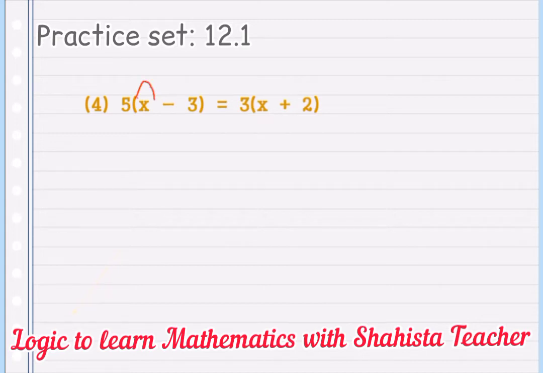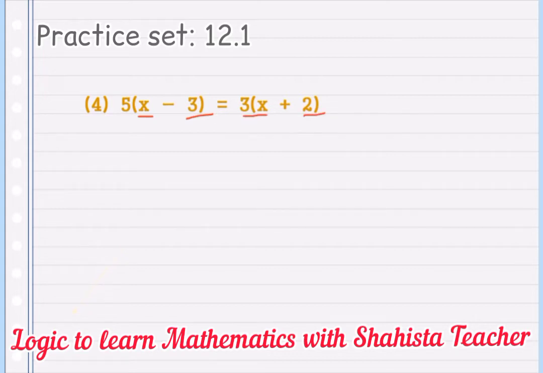That means 5 multiply by x, 5 multiply by 3. Similarly 3 multiply by x and 3 multiply by 2. Like this you have to do here operation. So 5 multiply by x is 5x minus 5 3s are 15. Okay, so here we will do multiplication. So 5 into x is 5x minus 5 3s are 15. Now 3 into x is 3x plus 3 2s are 6.